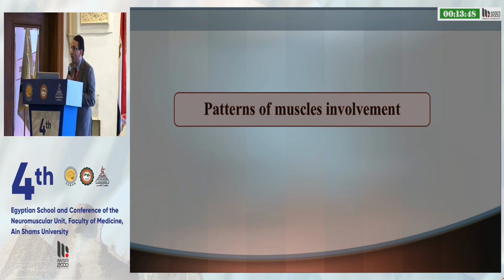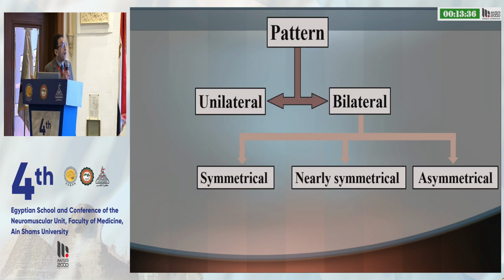When we ask about patterns of muscle involvement, what do we mean by pattern? Many questions are concerned with this pattern. We can talk about unilateral or bilateral affection. If the affection is bilateral, is it symmetrical, nearly symmetrical, or completely asymmetrical? This is one way to look for the pattern.